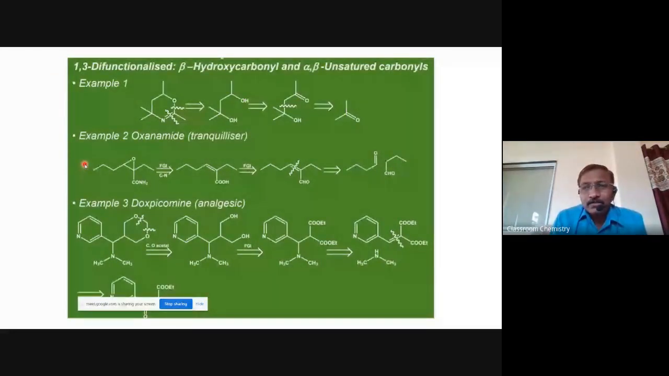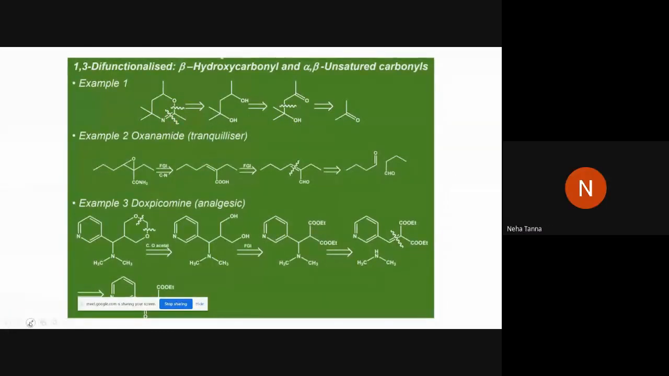Beta hydroxy carbonyl and alpha beta unsaturated carbonyl, these are the very important part of the 1,3 difunctionalized compounds. If you observe such kind of a structure, it may look a bit complicated, but one thing you may notice: there is a double bond here, so which functional group is here? It is an imine. Correct? Yes, sir.